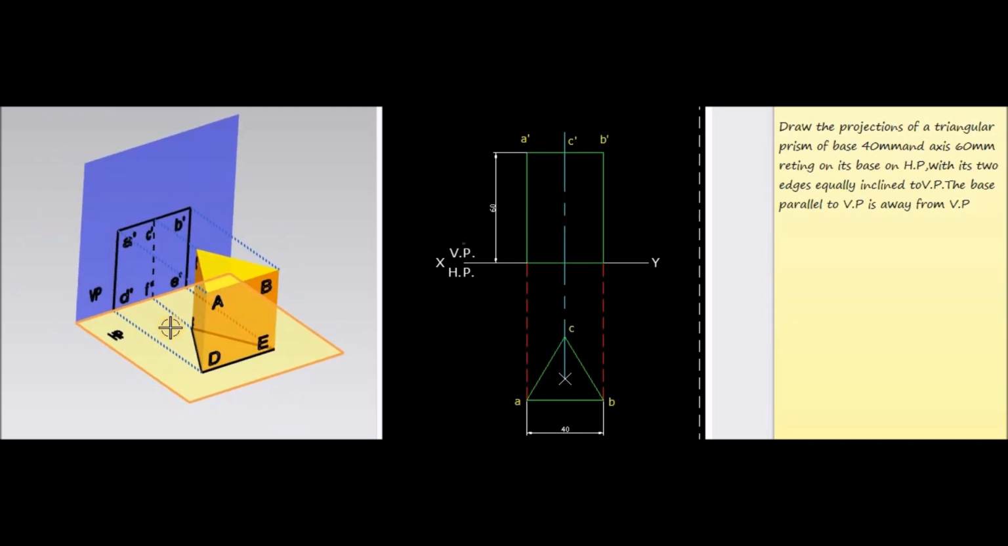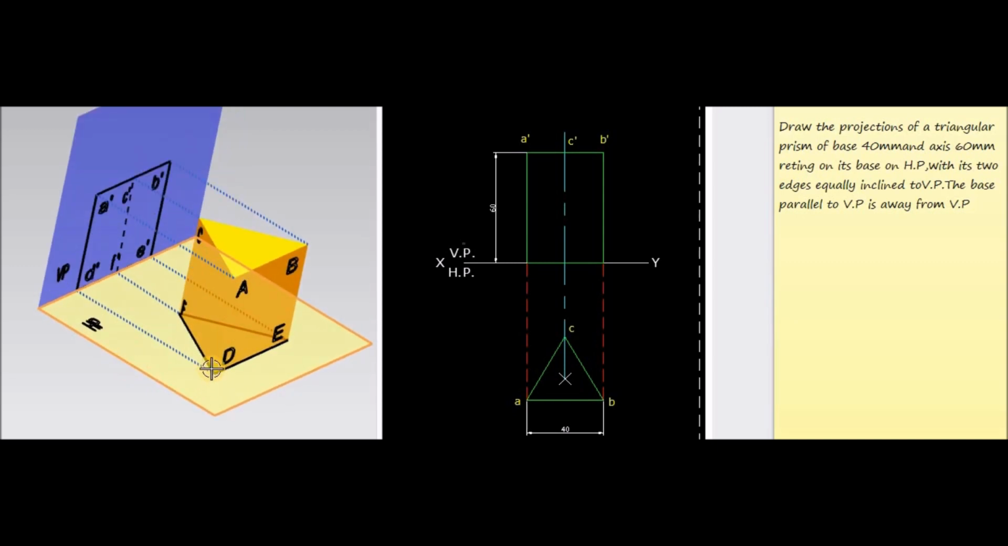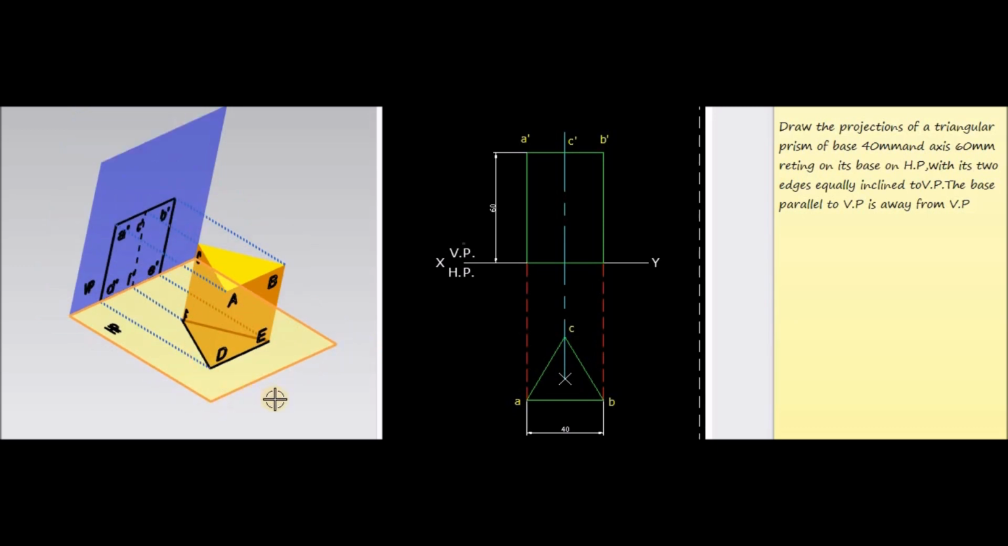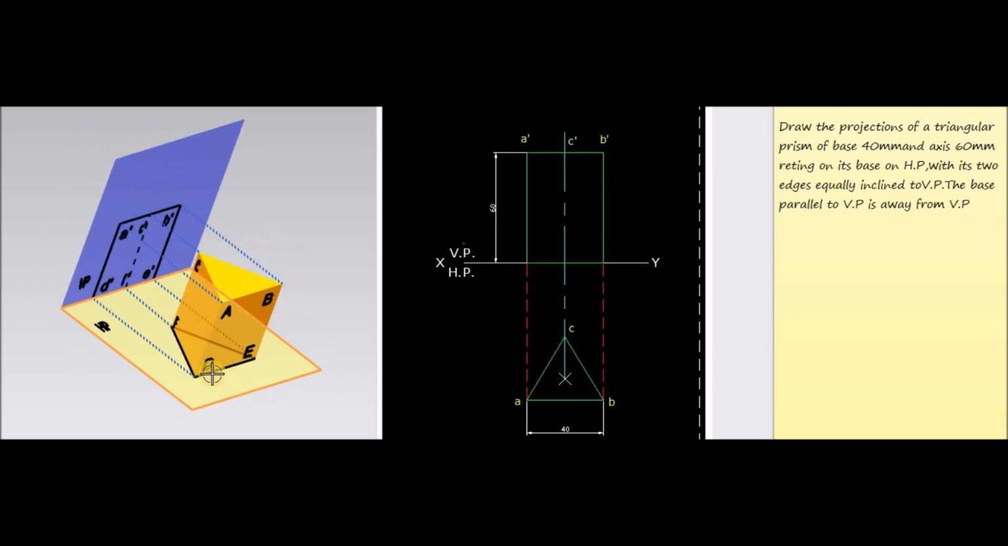So here this is the VP, and it is clear that the edges DF and EF should be equally inclined to VP. Now this is the present condition of the question. The edges DF and EF are now equally inclined to the vertical plane, and the axis of the prism is 60 mm. That means the height of the prism is 60 mm. That means the height DA or EB or FC is equal to 60 mm.